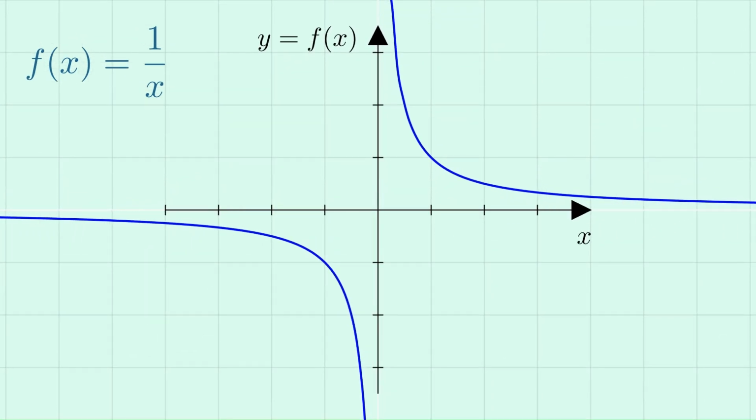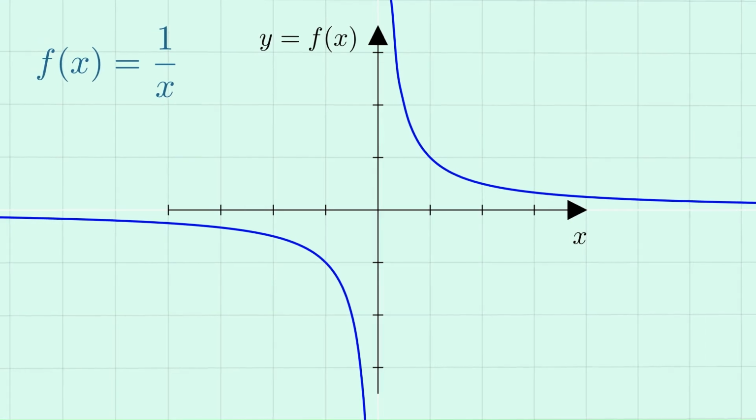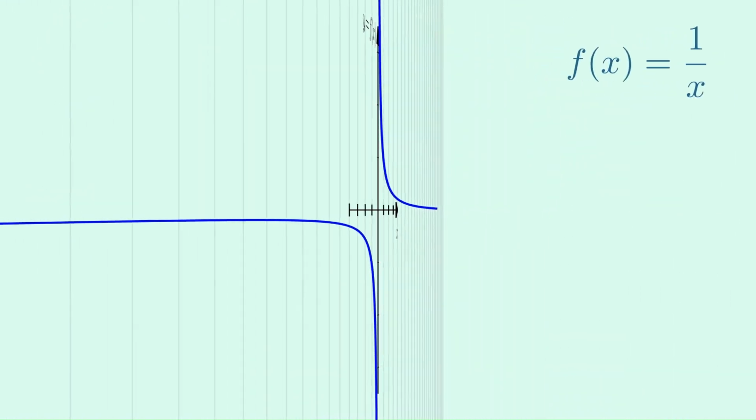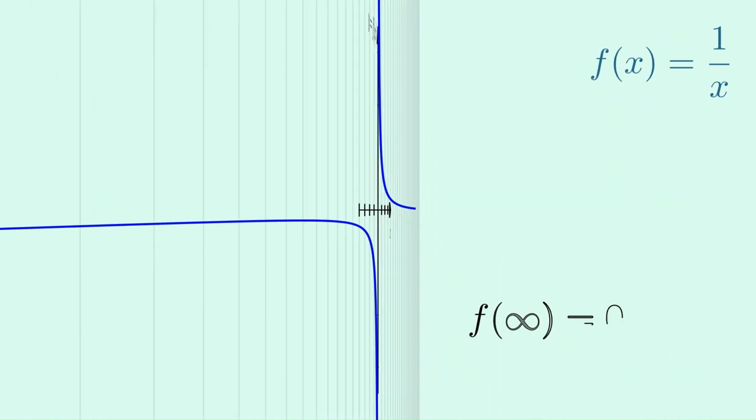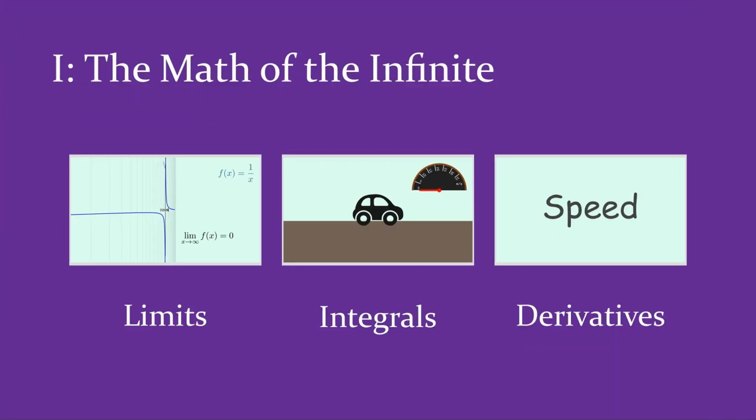0 is undefined. Notice that as you follow this plot along to the right, it's always getting smaller, but it never hits 0. As x gets larger, y gets closer and closer to 0. You can never plug infinity into a function. But the limit of 1 over x as x approaches infinity equals 0.